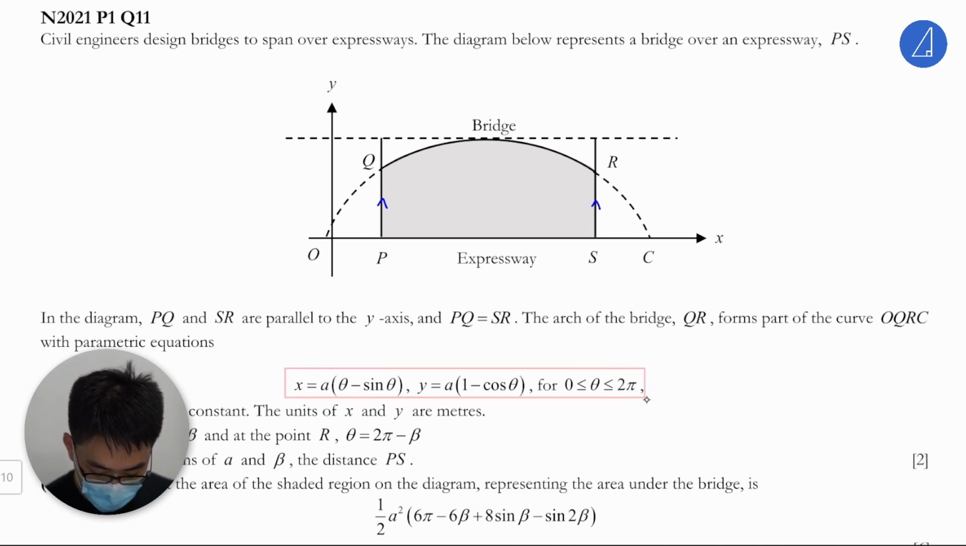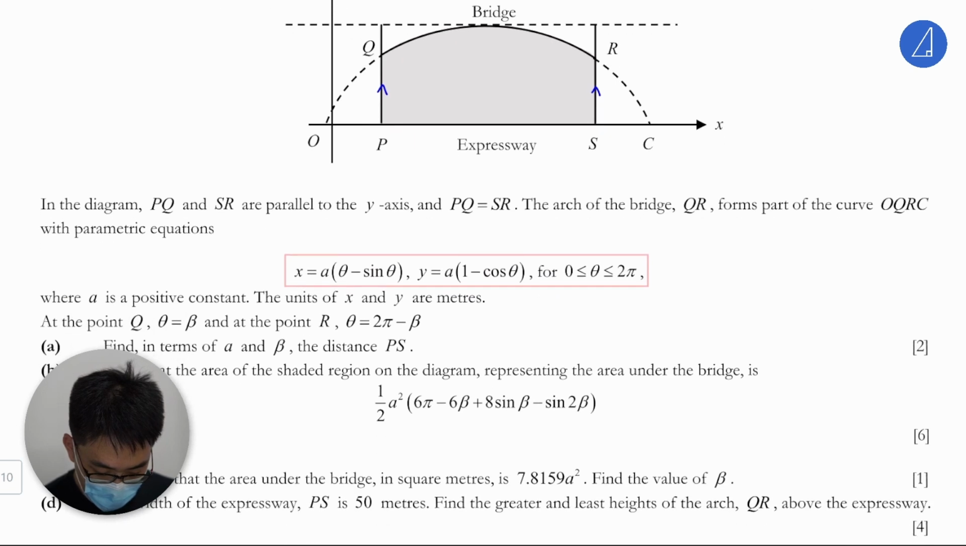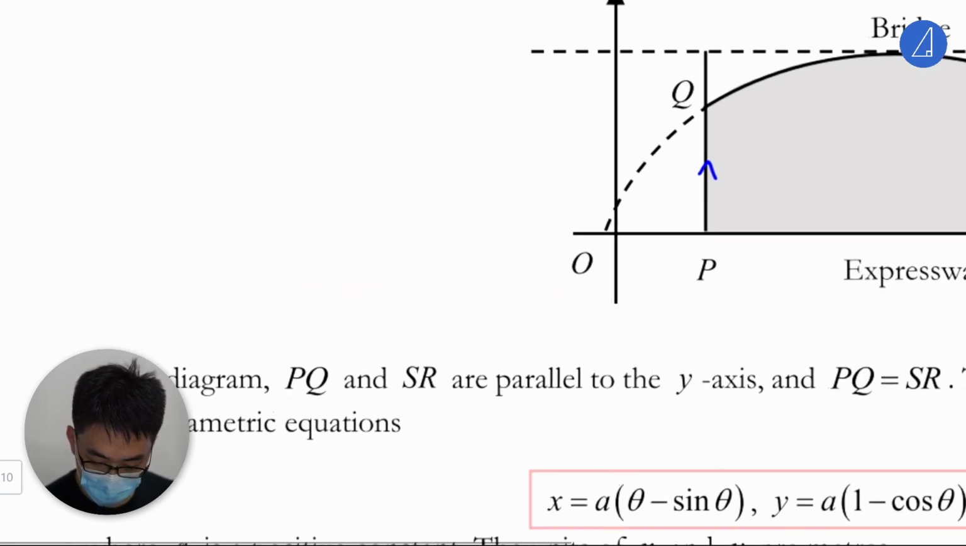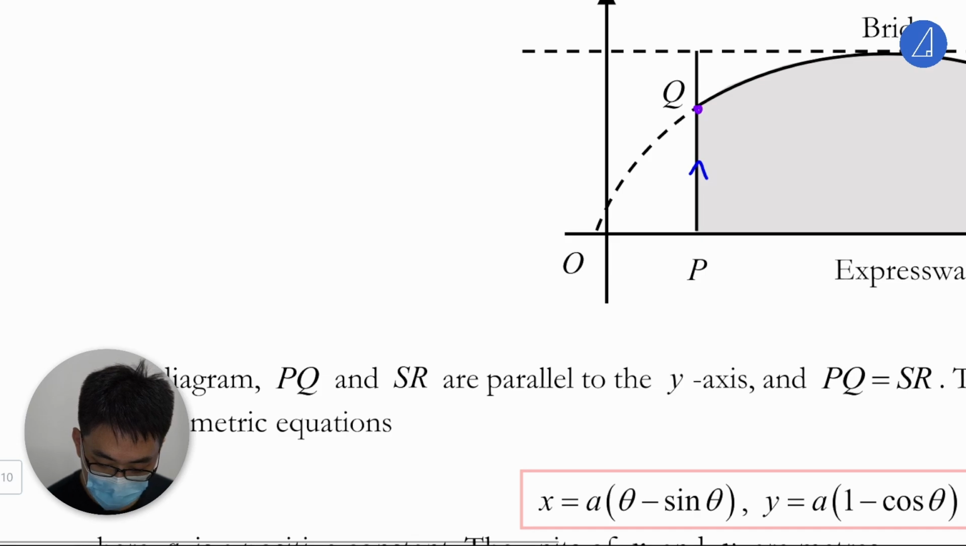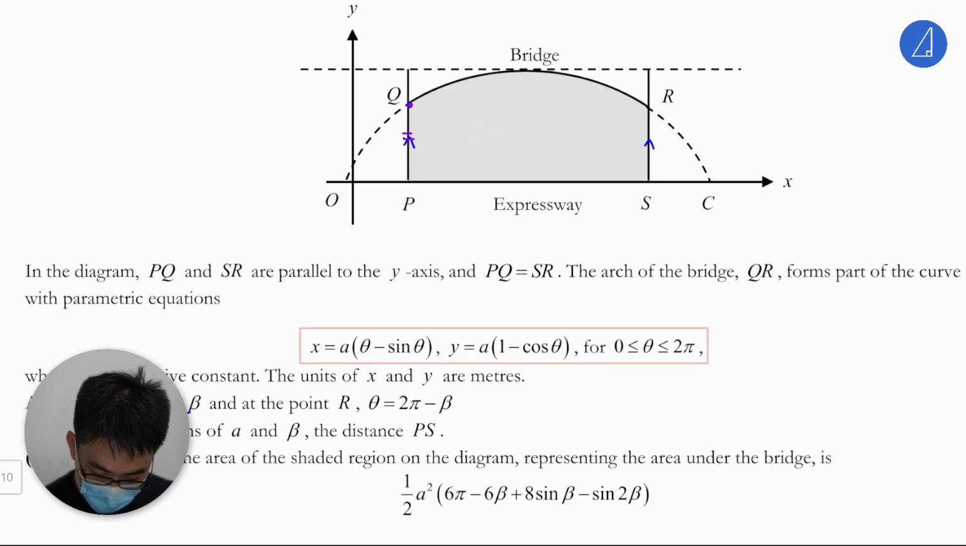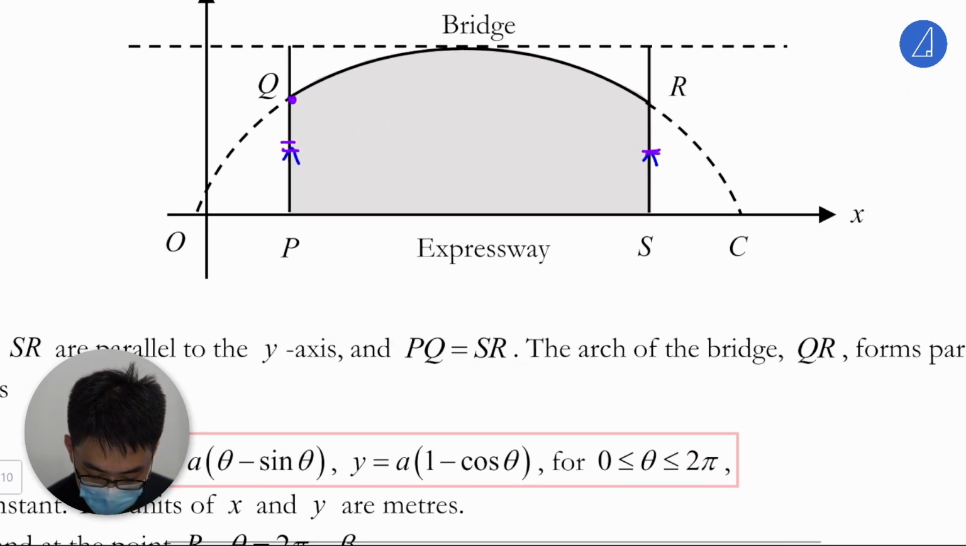So we understand that. A is a positive constant, and the units of x and y are in meters. At the point Q, theta is beta. So theta is beta. These two lengths are the same height, right? QP equals SR. So just label this.